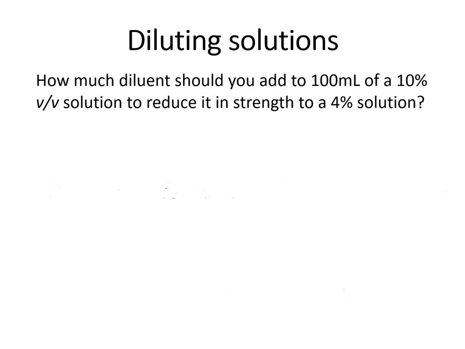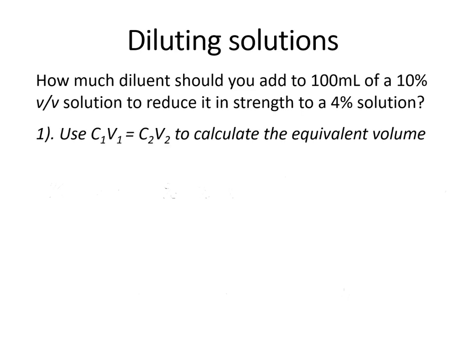In the first example, we're going to look at how to reduce the strength of a solution. In this case, how much diluent we need to add to 100 milliliters of a 10% solution to reduce its strength to 4%. In order to perform this calculation, we're going to use C1 times V1 equals C2 times V2 to calculate the equivalent volumes of the 10% and 4% solutions. Hence, 10% times 100 milliliters is going to be equal to 4% times X milliliters.